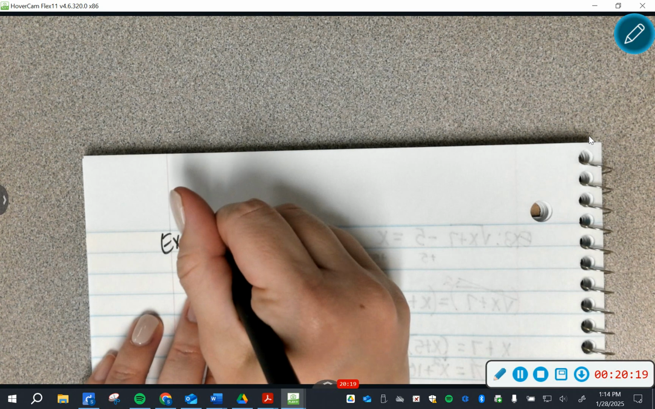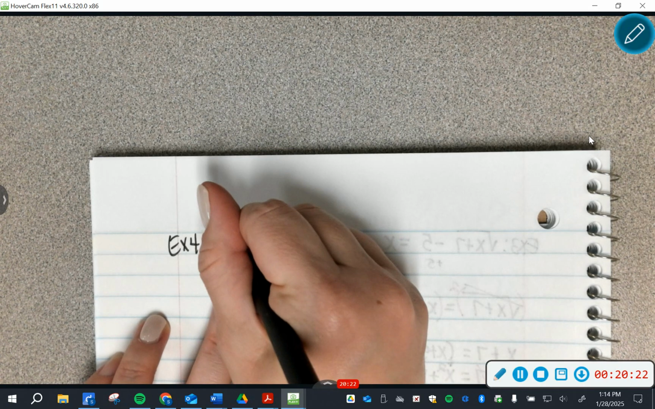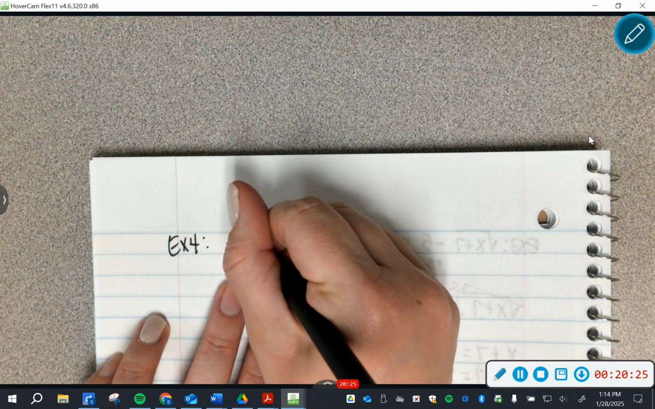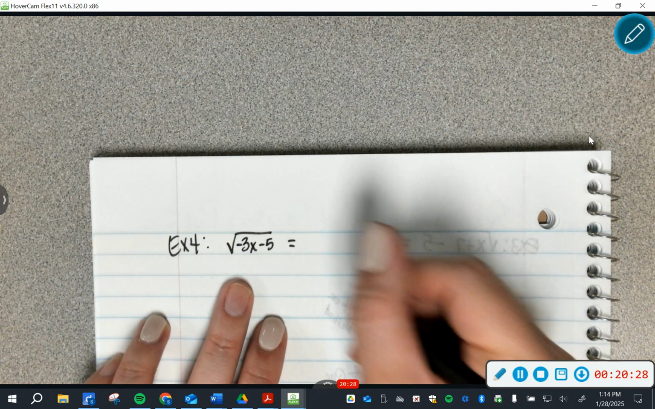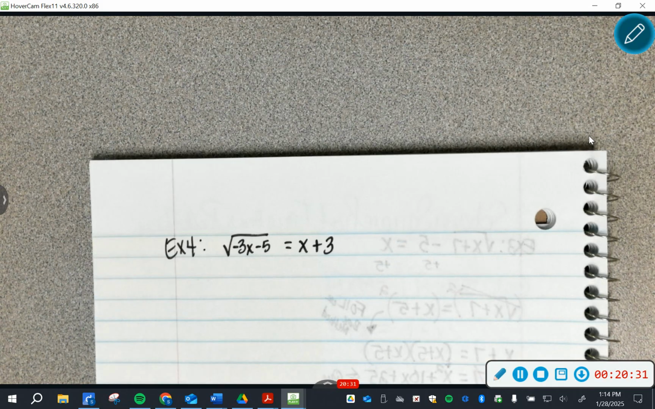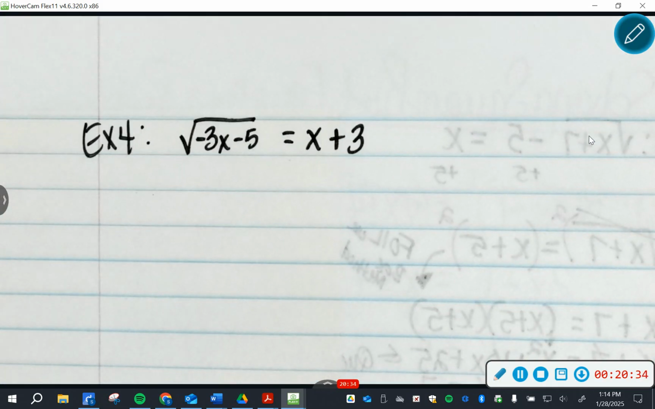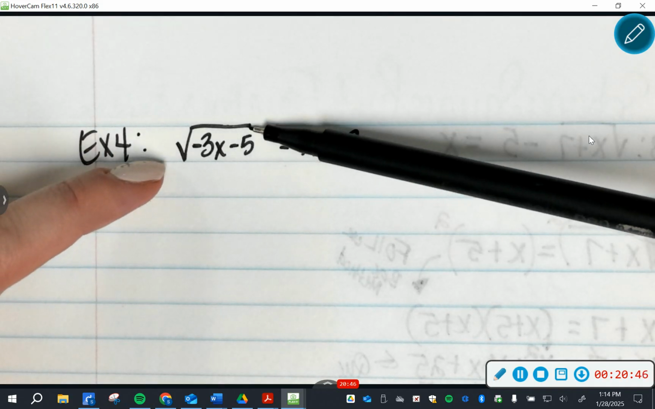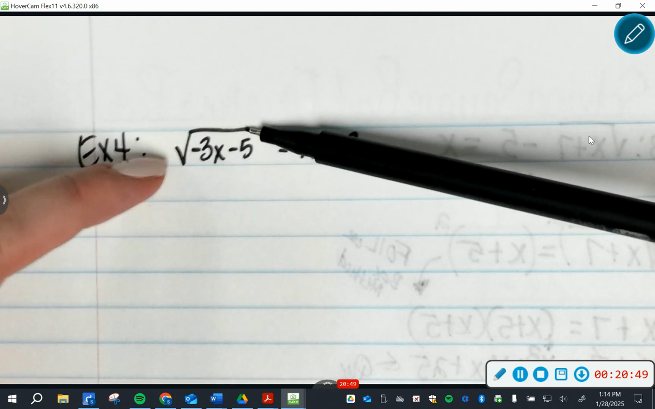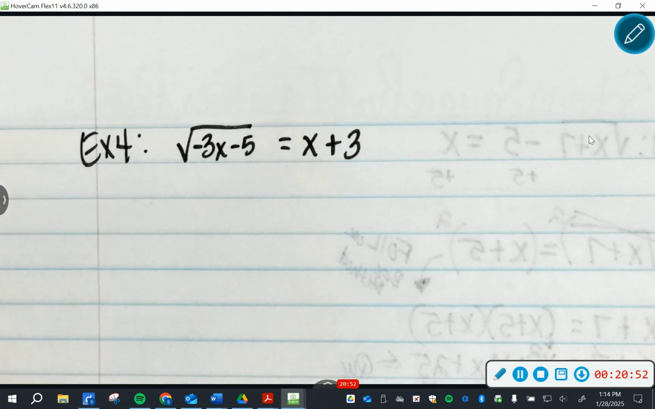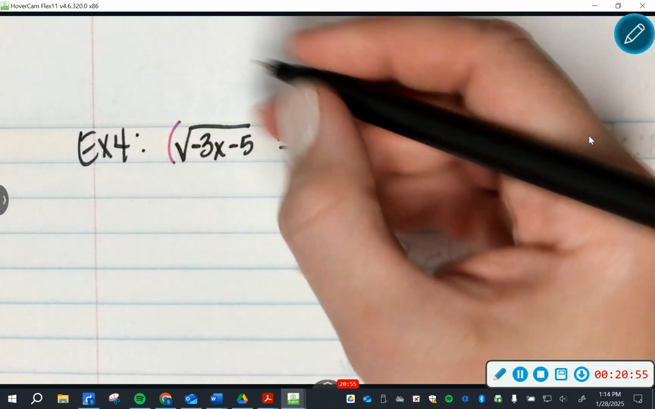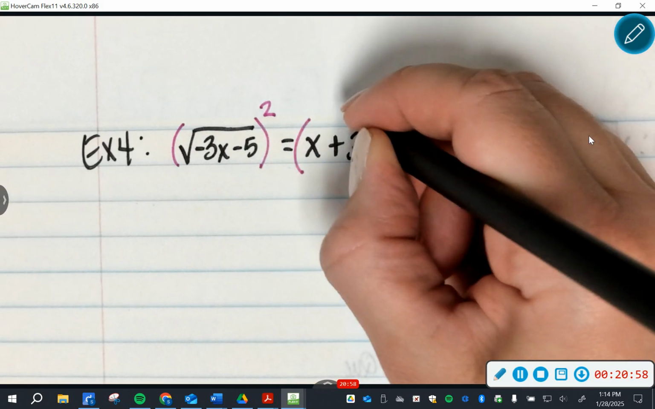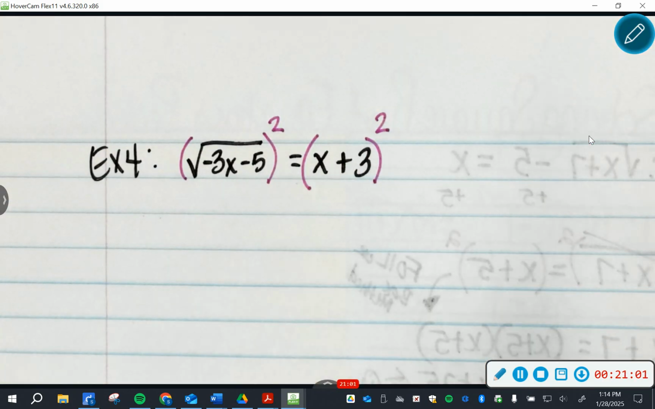Here we go. We're going to do the square root of negative 3x minus 5 equals x plus 3. Okay, so we have a square root, and it's by itself. As long as your square root is by itself, you go to square both sides. And grab this and square it. Okay?